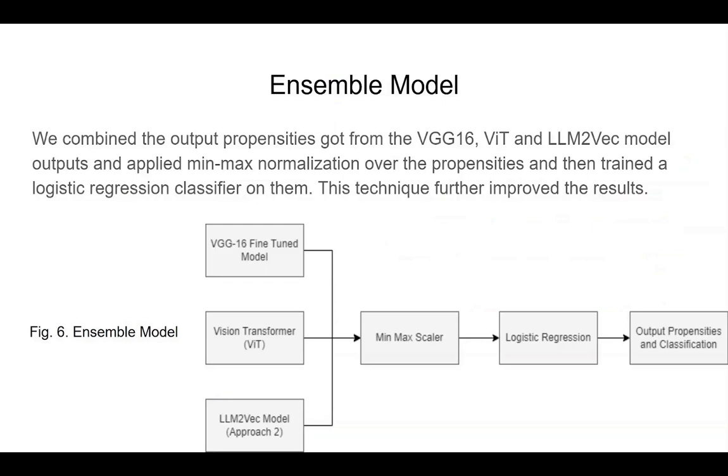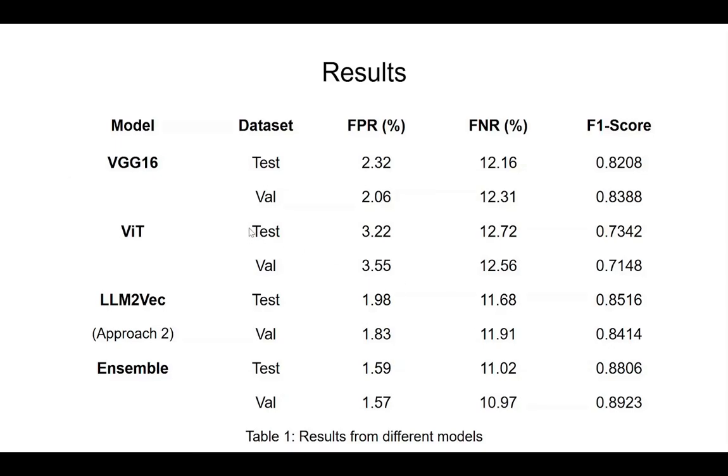For the ensemble model, we combined the output propensities of the VGG16, ViT, and LLM2Vec model, and we applied min-max normalization and trained a logistic regression classifier on that. This technique improved the results decently. Here are the results for VGG16. We can see that VGG16 performs well compared to ViT, especially we have lower FPR. For approach 2, the LLM2Vec-based approach was better among all three approaches, and its F1 score was around 0.85. Then the ensemble was the best, with around 1.5% FPR and 11% FNR and 0.89 F1 score.